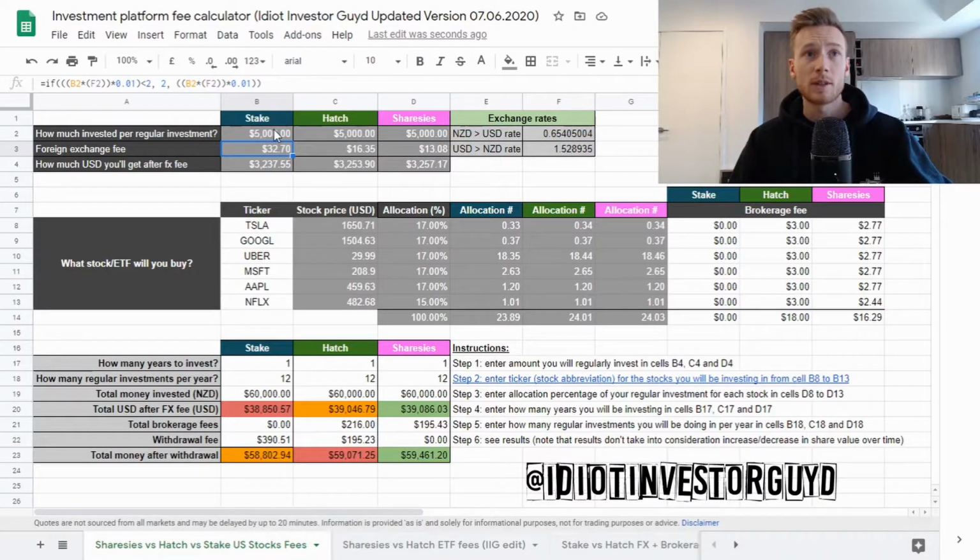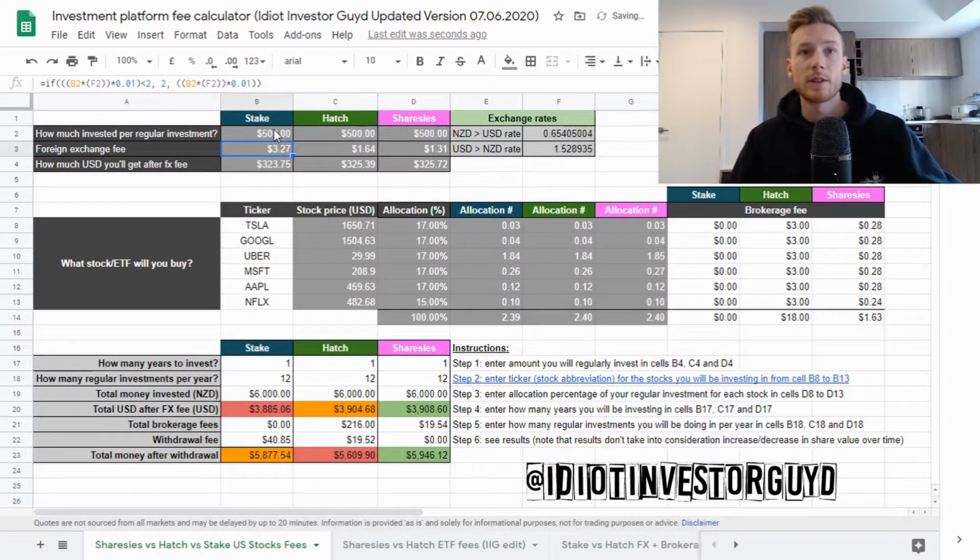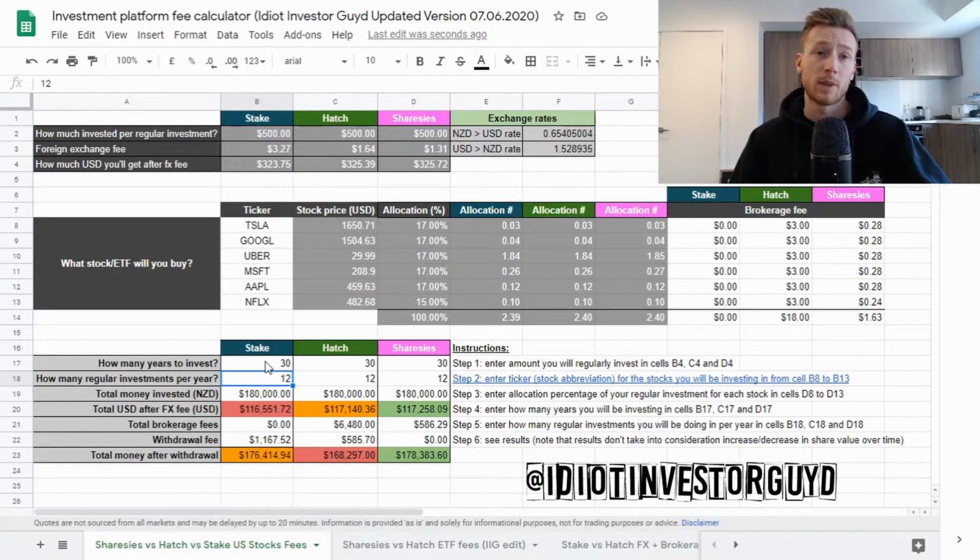So if I did more along the lines of how I actually invest, so if I said I'm going to do $500 into each of these platforms, I'm going to invest for 30 years. I'm a long-term investor. I'm going to invest over a long period of time. And I'm making investments every 2 weeks. So maybe if I just say 24 investments in a year, that's my result.